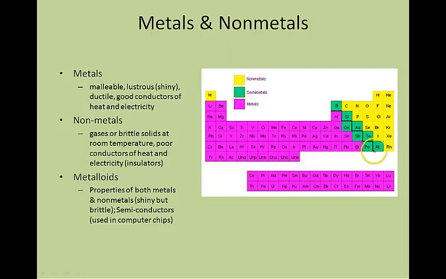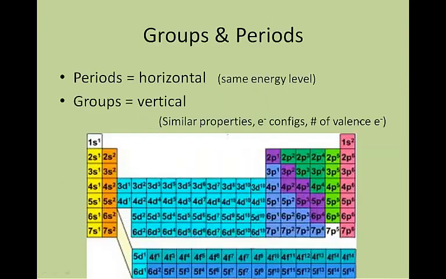And then the elements along the stair-step line, which actually goes down here as well, are called metalloids or semimetals. You can see both those words here, semimetals and metalloids. They're kind of in between in terms of their properties. That's the dividing line between metals and nonmetals. They tend to be semiconductors, which means that they're used in computer chips, like silicon computer chips. The rest of these are used in that as well.